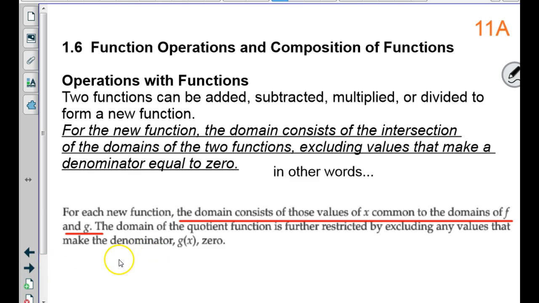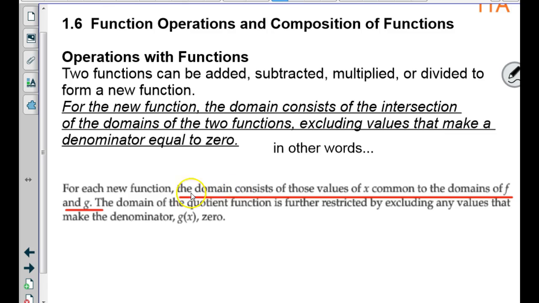All right, today we're doing function operations. Says two functions can be added, subtracted, multiplied, or divided to form a new function. For the new function, the domain consists of the intersection of the domains of the two functions, excluding values that make a denominator equal to 0. In other words, for each new function, the domain consists of the values of x common to the domains of the original functions. It can further be restricted by anything that would make the denominator 0.